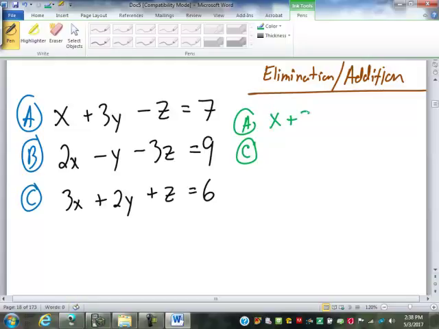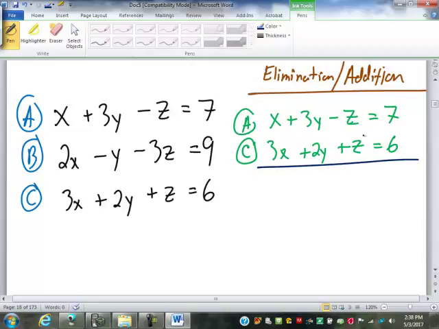The reason I'm going to do that, once I write them together here, it might be obvious. When I add those two equations together, one of my variables is going to disappear. Which one is it? Z is going to cancel out.